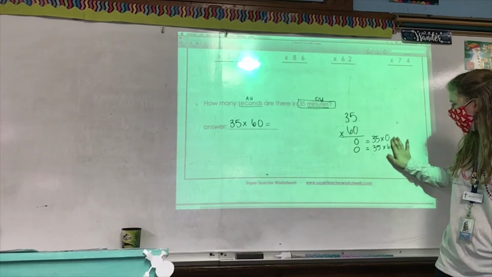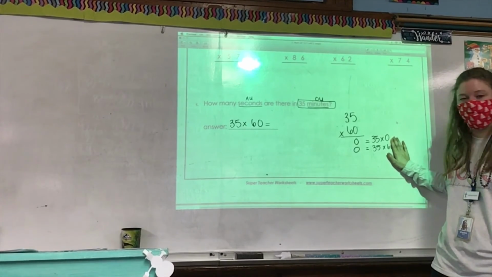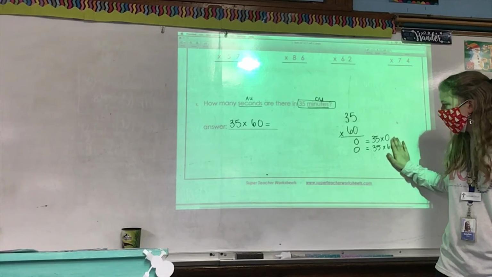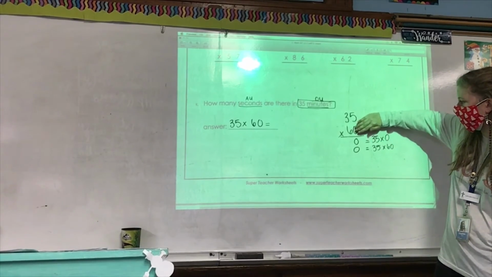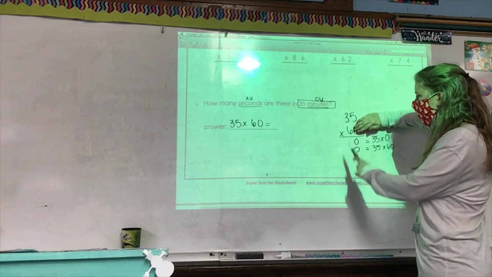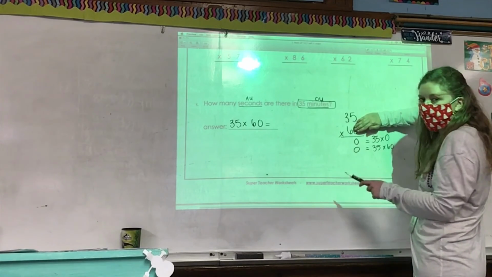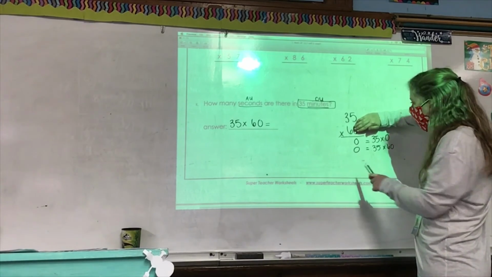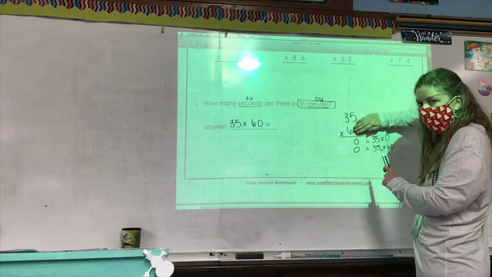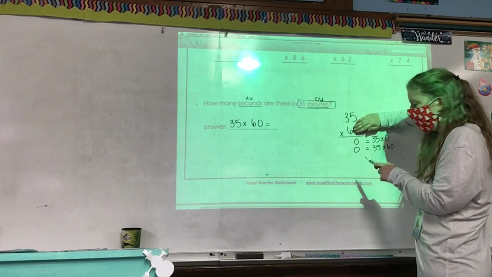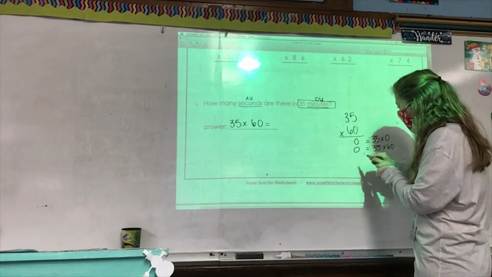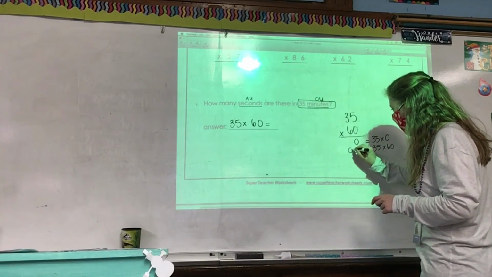So now that I've dealt with that 0, what equation do I have left? 35 times 6, which means I can cover up this digit in the ones place and just solve. Carla, am I going to do 6 times 3 first? No. I have to do 6 times 5, which equals 30. So I've got my 0 down here.